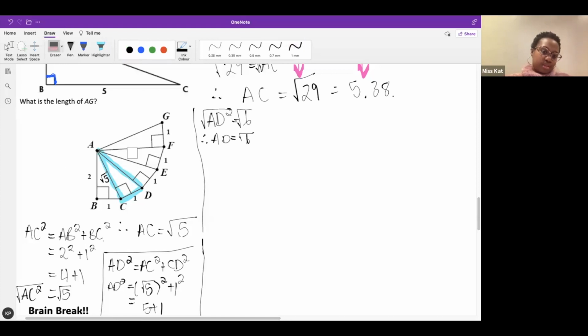Ma'am, I didn't understand. Because they said, what is the length of AG? Why did you take AC? Because, Kwezi, if you have to do Pythagoras, how many sides of the triangle do you need? 2. Exactly. Look at the triangle that has AG. Does it have 2 sides? No, does it? Does it have 2 sides? Yes. Which sides?